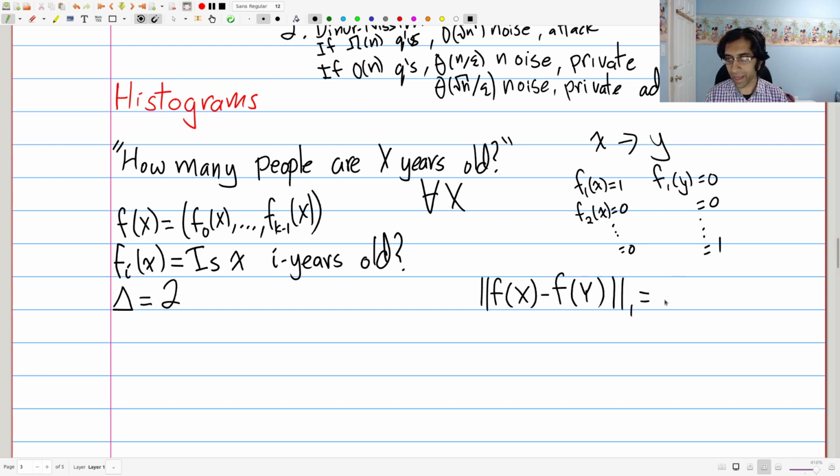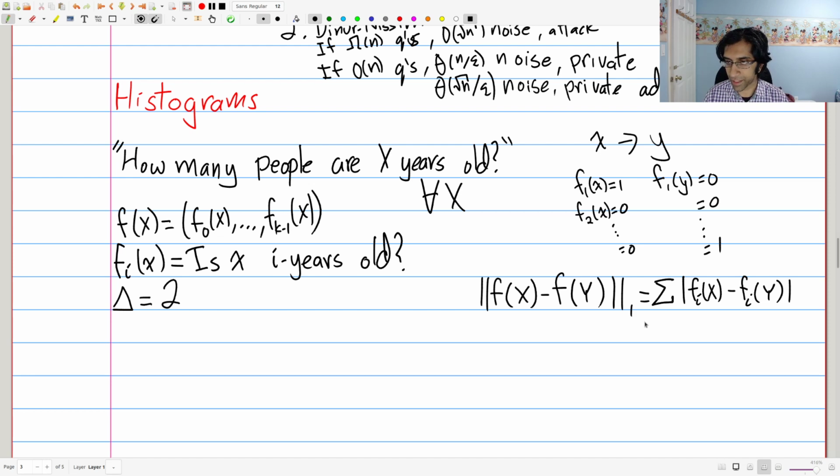So what we can say is that for a single coordinate, this would be equal to the sum over the coordinates of the differences. So there would be a single coordinate. Let me just say it like this first: f(x)_i minus f(y)_i.